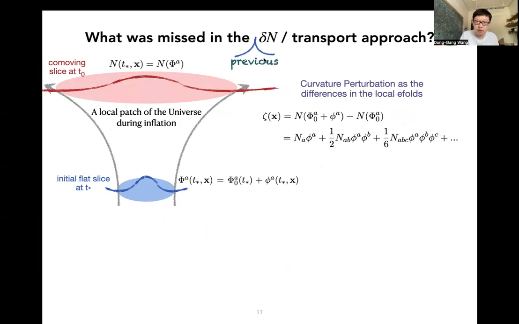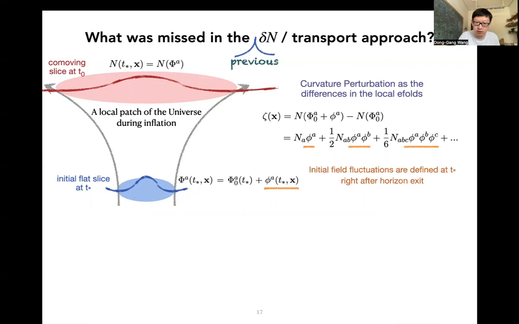So let's take the delta N formalism, for example. Normally, we look at a local patch of the universe during inflation, and we compute the number of e-folds from some initial flat slice at t star to the final uniform-density slice at t naught towards the end of inflation. Then the curvature perturbation can be seen in the difference in the number of e-folds between this local patch of the universe and the background universe. And then we can do the delta N expansion to write it in terms of initial field fluctuations. So far so good.